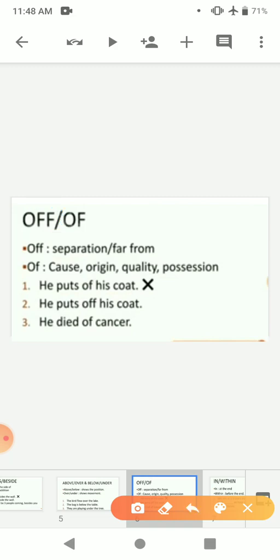And then we have this example, he died of cancer. A cause is shown here. What is shown here? A cause is shown here. What's the cause of his death? Cancer. So we say he died of cancer. He died of COVID-19.